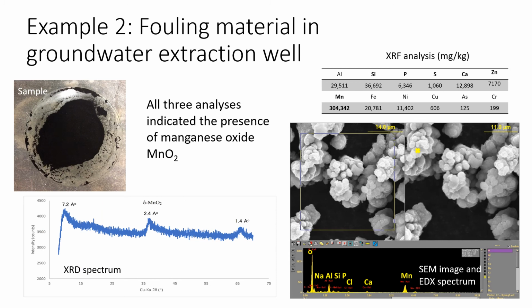In the second example, we analyzed a black precipitate from a groundwater extraction well at a contaminated site, in which in situ chemical oxidation was applied. The precipitate analysis showed that it was almost pure manganese oxide associated with a treatment agent used at the site. This indicated the need to change the dosage and/or delivery method of the agent to prevent such precipitation.